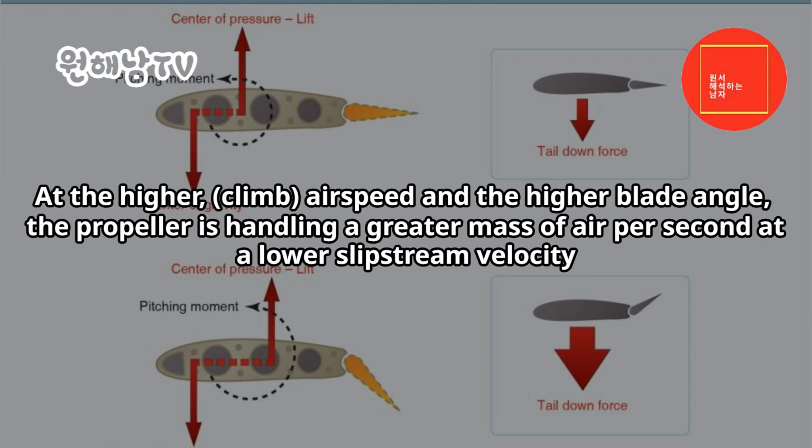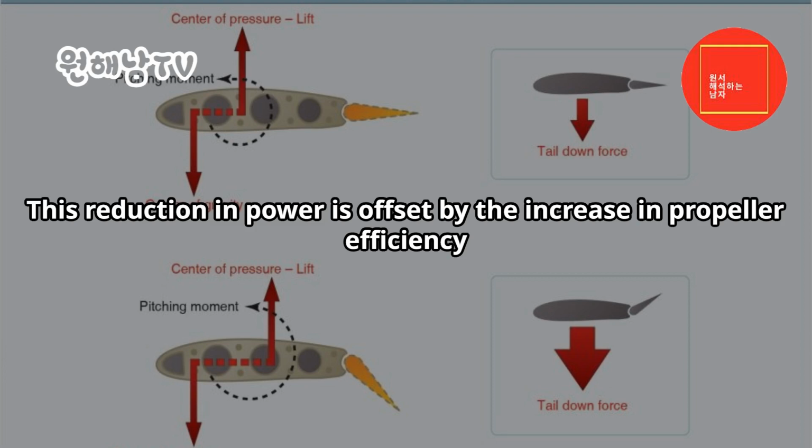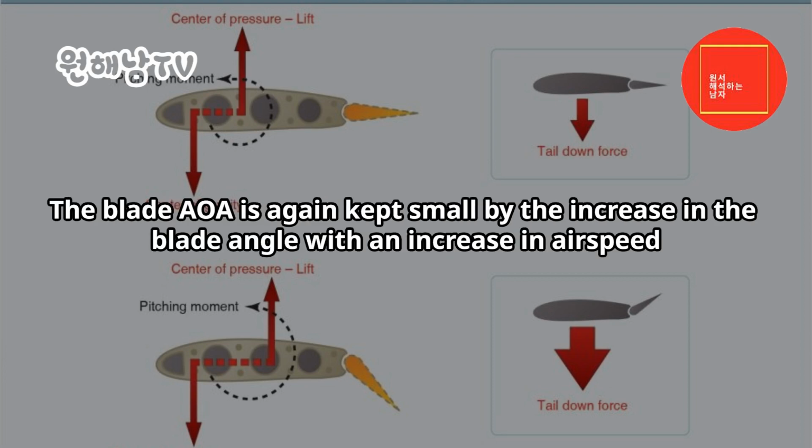At the higher climb airspeed and the higher blade angle, the propeller is handling a greater mass of air per second at a lower slipstream velocity. This reduction in power is offset by the increase in propeller efficiency. The blade AOA is again kept small by the increase in the blade angle with an increase in airspeed.